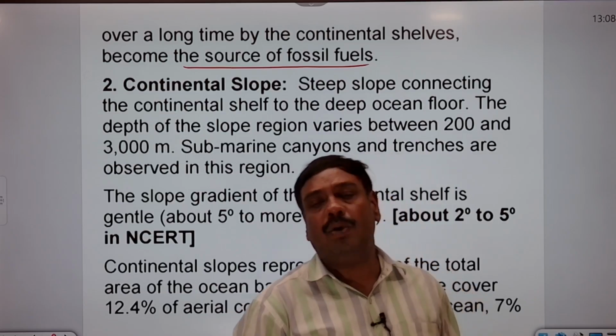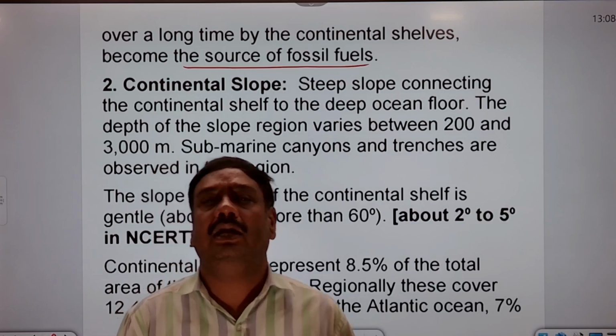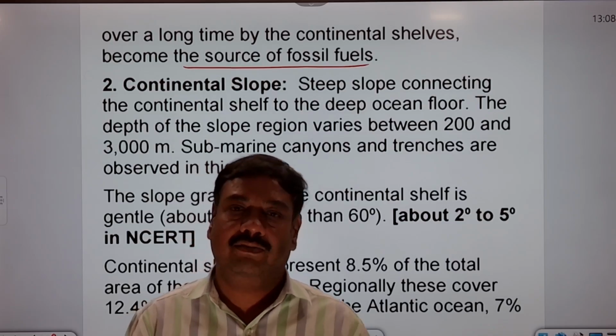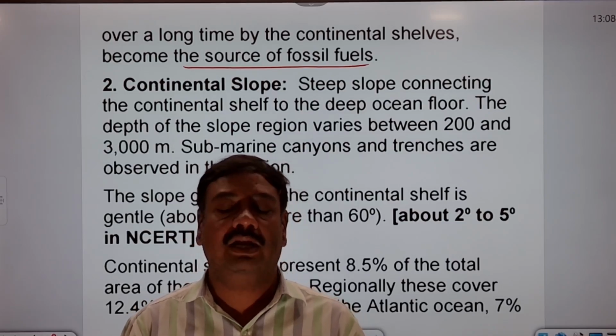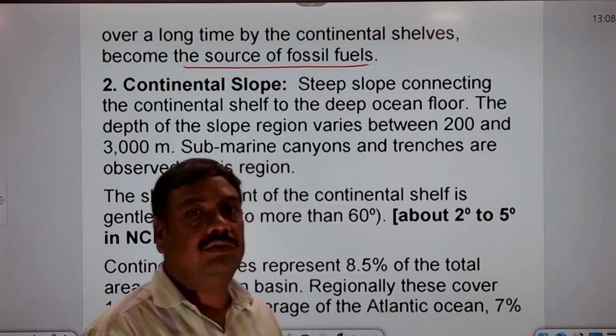The major points which you must memorize regarding the continental shelf are the width, wherever it is found wide and wherever it is found narrow, right. So in that way you have to memorize the things.